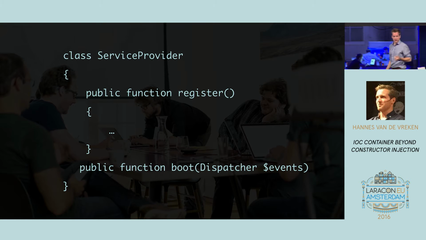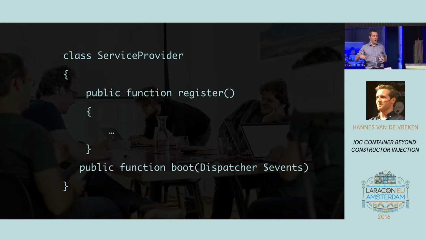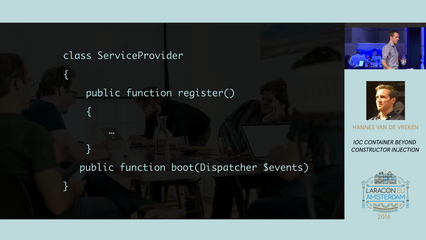If you look at an example of a service provider, the service provider has a method called register. The register method is there to tell the IOC container to hint at some stuff. So in here, you will say this app, when this needs that, give that. Some contextual stuff like that.